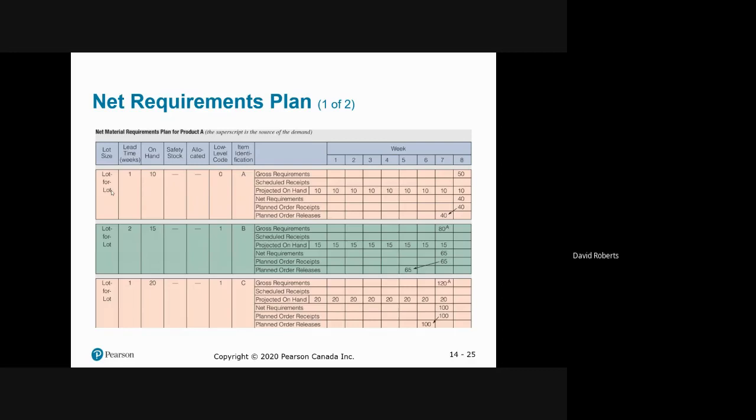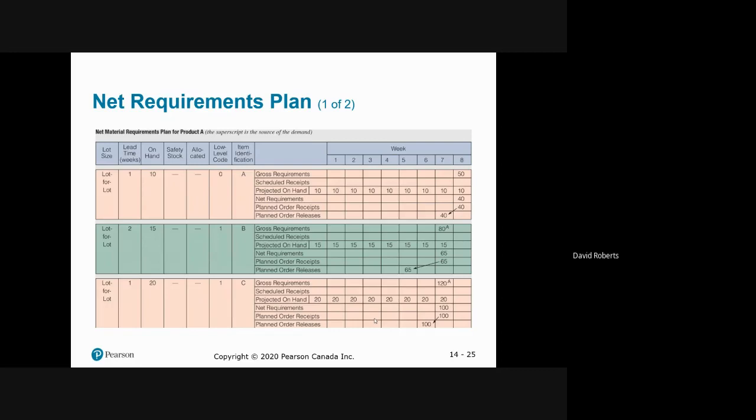Fine. B, if you remember from our tree, it takes 2 B's to make 1 A. So you take the 40 that's in the planned order releases for week 7, you multiply by 2 and you get 80, and then you go through the same process. C, it takes 3 C's to make 1 A. So in week 7 for C, you need 120. And then again, you go through the rest. A scheduled receipt, by the way, is something that is already on order. Something you ordered in week 0 or -1 or -2. It's things that you've ordered in the past.